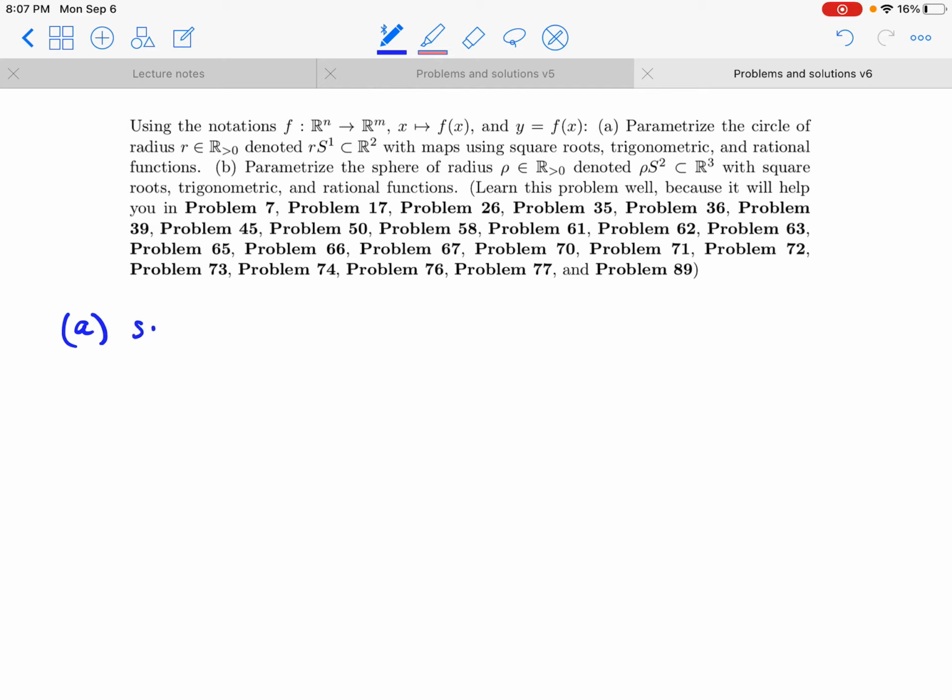Okay, so part A, square roots. We'll do square roots, and then we'll do trig functions, and then we'll do rational functions. Okay, so square roots. The equation for a circle of radius r is that the sum of squares be r squared. And so I can choose to solve for x1 or x2. Let's say I solve for x1.